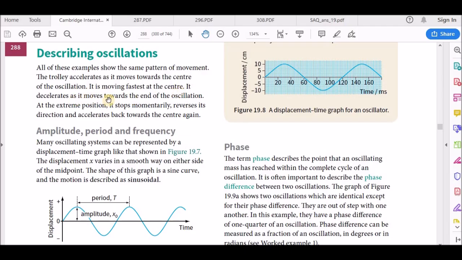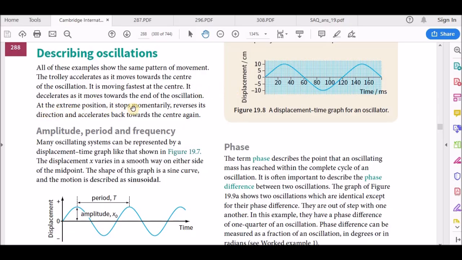It decelerates as it moves towards the end of the oscillation. So when it is moving from the equilibrium position towards the extreme end, where it comes to a momentary stop, it decelerates. So from the equilibrium position to the position where it comes to a momentary stop, it will decelerate. So that's what the next sentence here means. It decelerates as it moves towards the end of the oscillation.